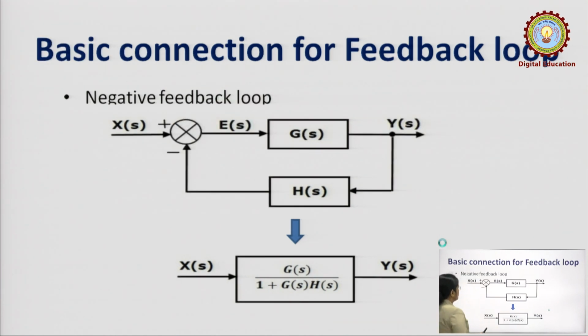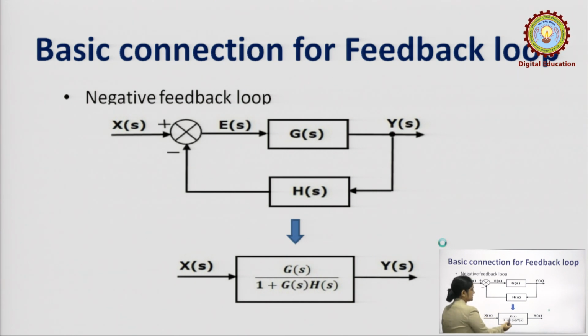Now, here we are understanding what happens if there is a loop. In this, G of s is the block, that is the process, and H of s is the term normally reserved for the feedback path. So, H of s is a feedback path. We can see that the output signal Y of s is fed back through H of s to the summing point with a negative sign.